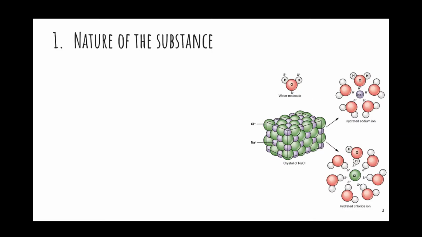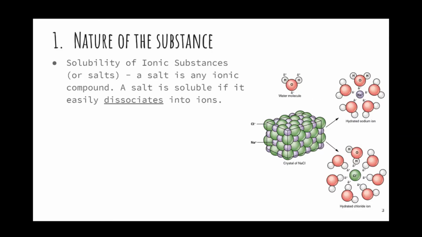Number 1, the nature of the substance. Solubility of ionic substances, or salts. Remember that when we've talked about ionic substances, another name for ionic is a salt. A salt is dissolvable if it easily dissociates into ions. What I mean by dissociates into ions is that it will easily break apart into its separate charges.